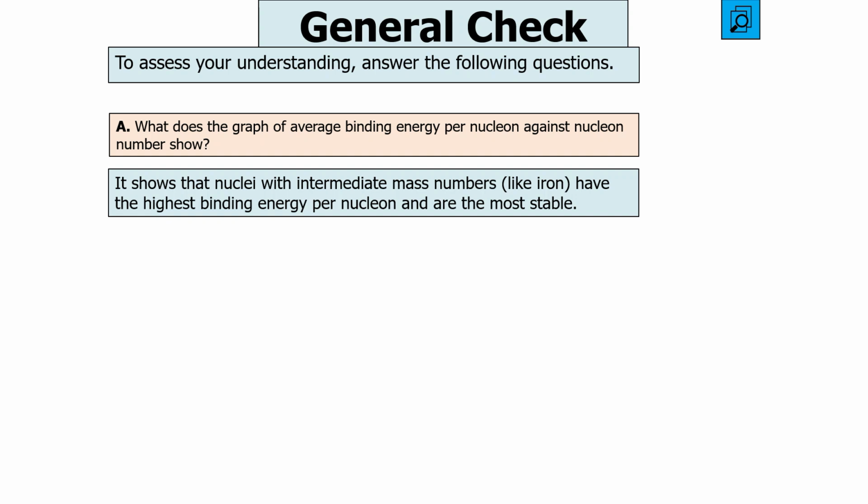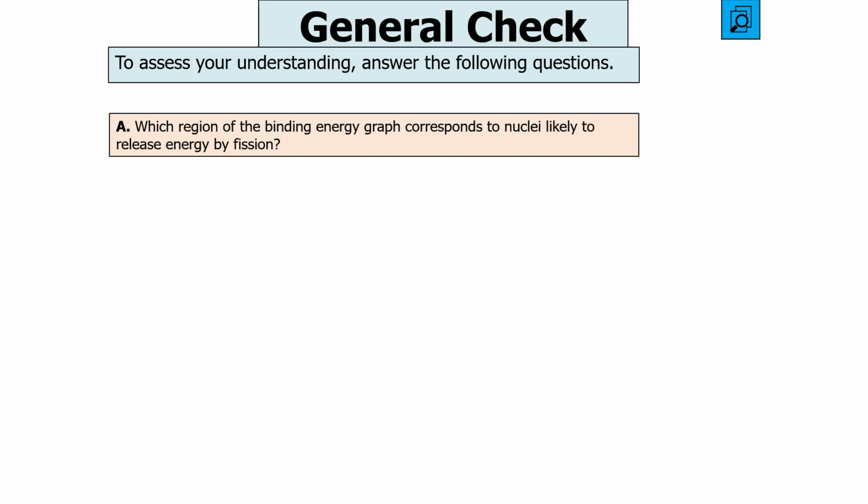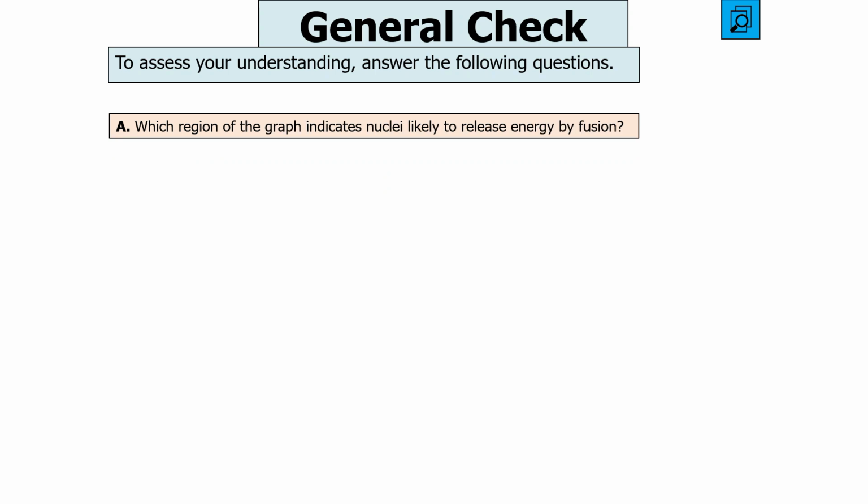What does the graph of the average binding energy per nucleon against nucleon number show? It shows that nuclei with intermediate mass numbers like iron have the highest binding energy per nucleon and are therefore the most stable. Which region of the binding energy graph corresponds to nuclei likely to release energy by fission? It is the nuclei with large mass numbers. Which region of the graph indicates nuclei likely to release energy by fusion? It is the nuclei with small mass numbers.